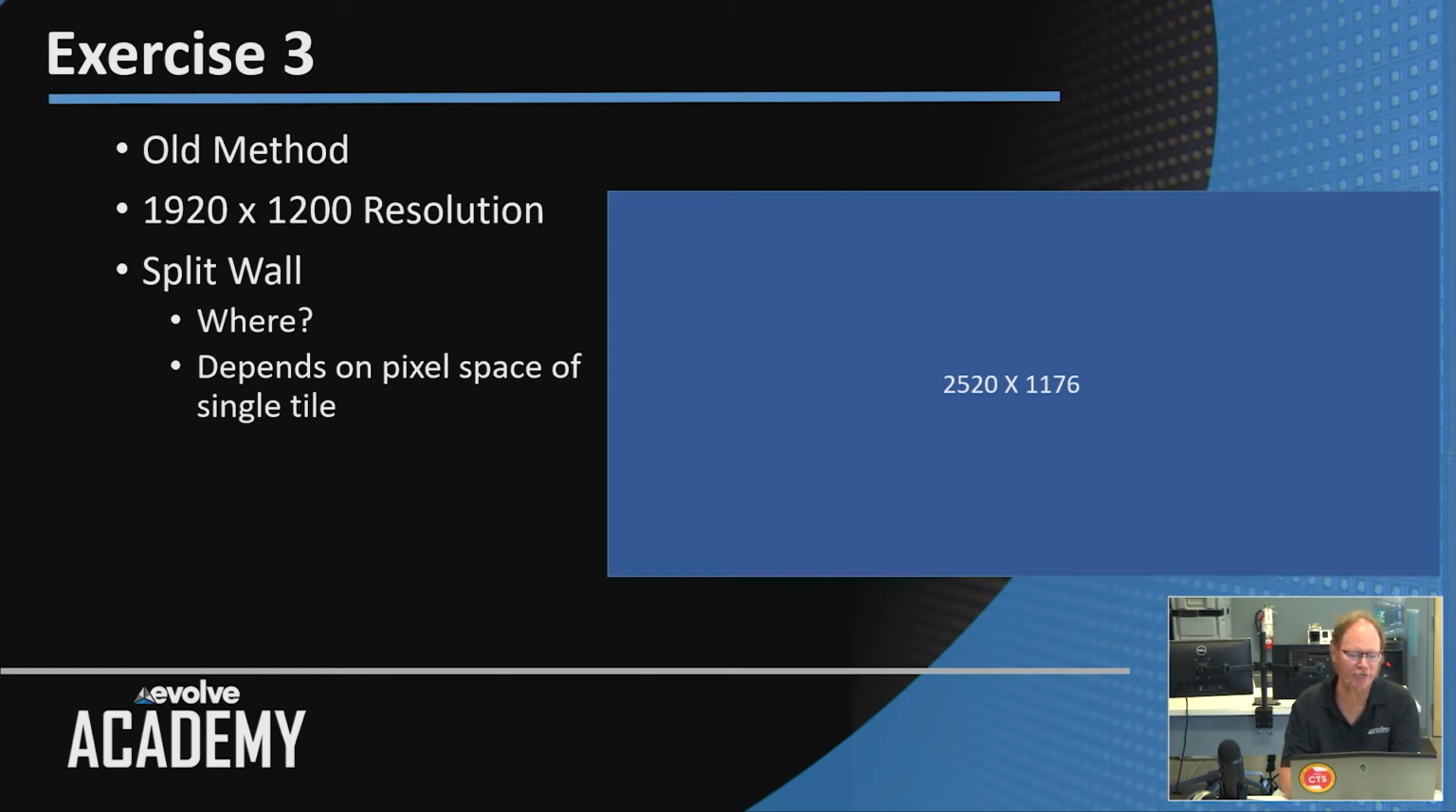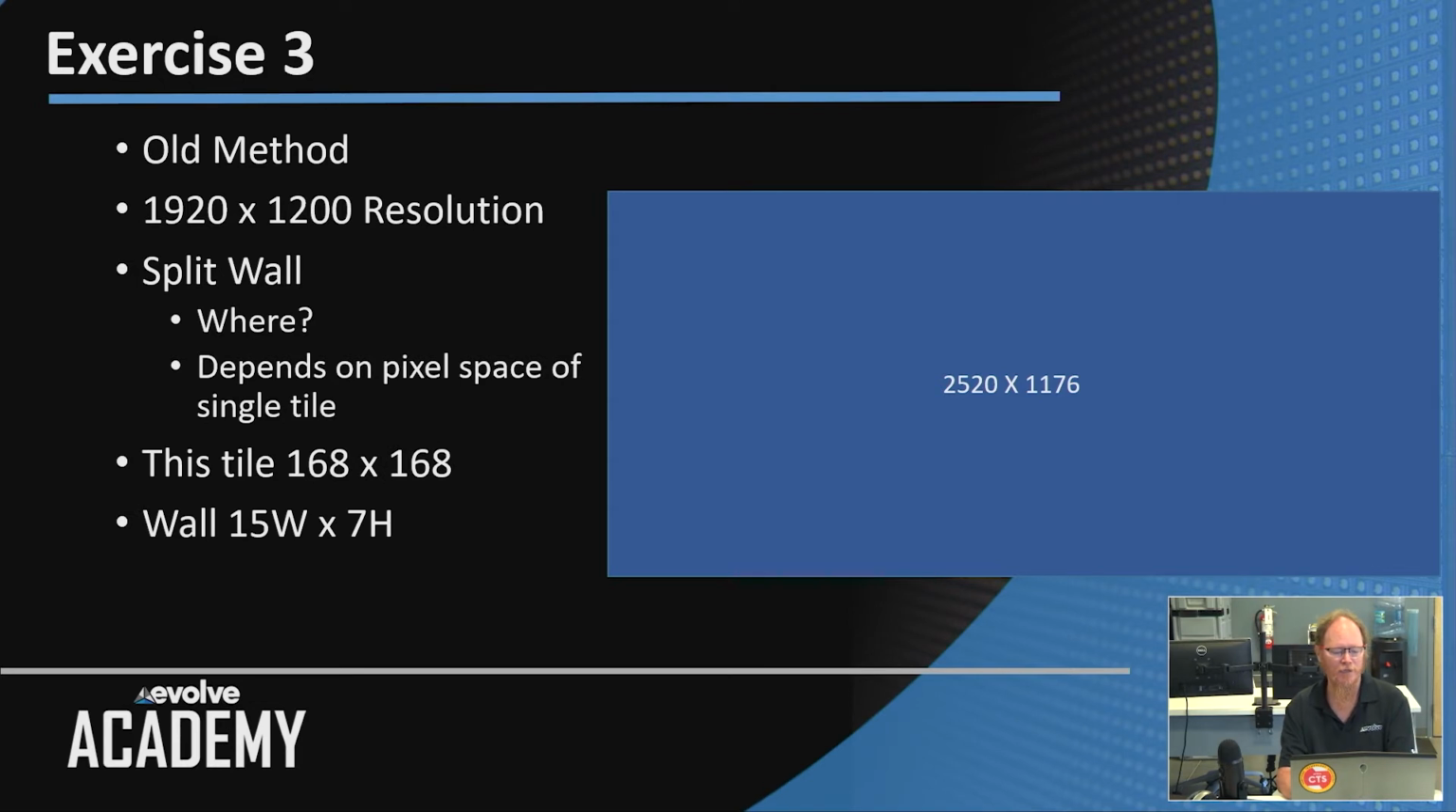It depends on the pixel space of a single tile, because you can't have 2 different processors controlling 1 LED tile. So the tiles in this case are 168 by 168. They're a 2.8 to 2.9 millimeter from some manufacturer. A bunch of people make tiles that are this size. The wall is 15 tiles wide and 7 tiles high.